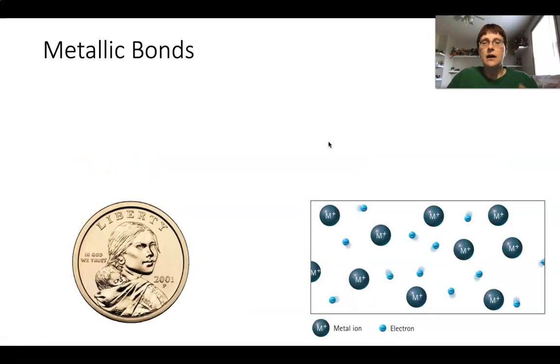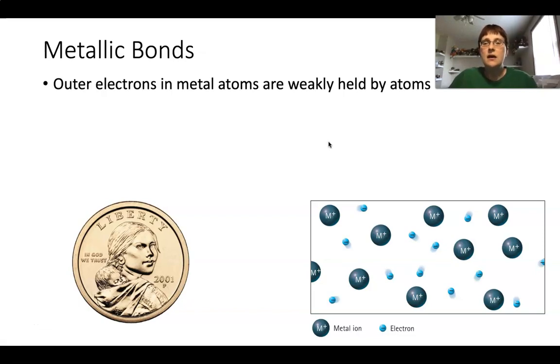All right, the next group of bonds are metallic bonds. So metallic bonds are interesting because the way the bonds work is that the outer electrons in metal atoms are weakly held by those atoms. So we talked about this already when we talked about things like electricity and heat. That's actually how they are good at conducting electricity and heat.